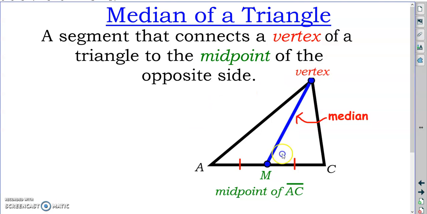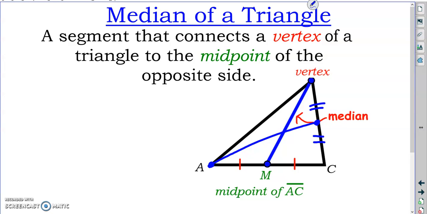Now there are three different medians on a triangle. This is just one because we have vertex A and vertex C as well. So there's also a median from vertex A to the midpoint on the opposite side. And then I'll mark these two halves as congruent, but I'm going to use 2 tick marks instead of 1 because they don't necessarily have to be the same length as AM and MC.